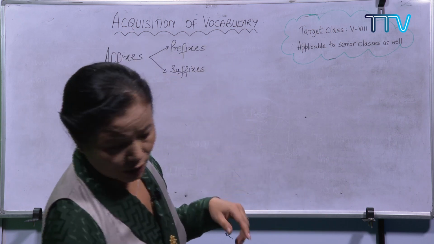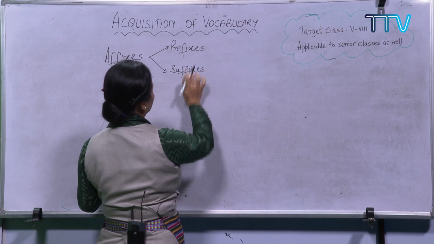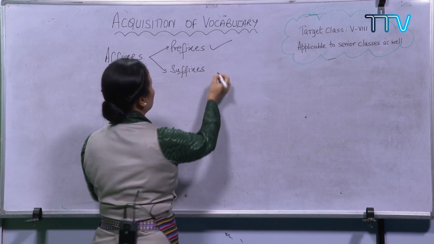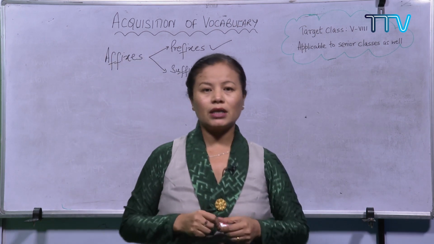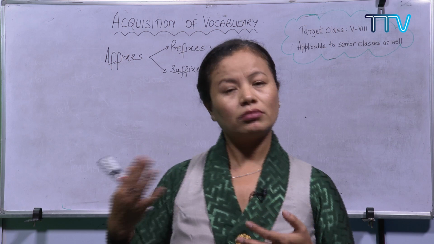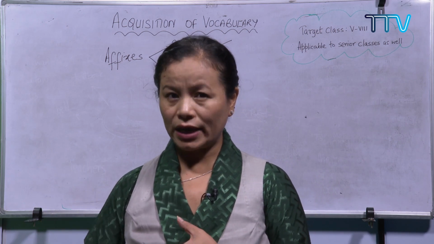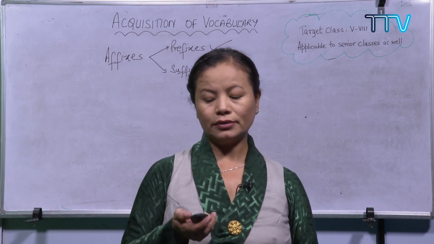Affixes, I told you, can be of two types: prefixes and suffixes. This part is already covered, right? Prefixes. So we'll be discussing suffixes. Suffixes are the words that come at the end, attached to a base word at the end, right? Unlike prefixes. So just look at the slide.